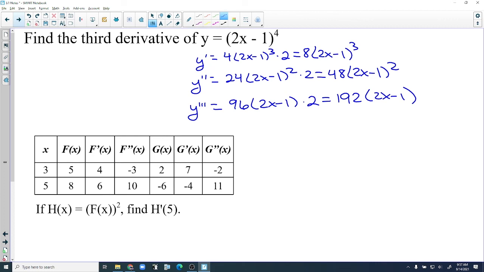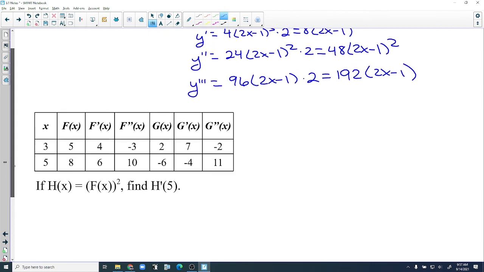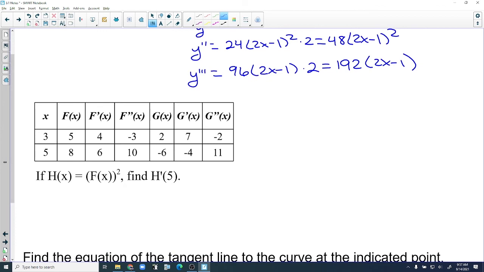AP likes asking you questions on general functions, on functions that we don't know, but we can get the value of, and that's where charts come in. So we have f of 3 is 5, f prime of 3 is 4, and so on. We don't know what the functions are, but we know what the values are.